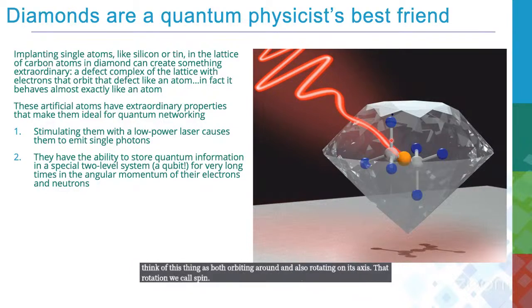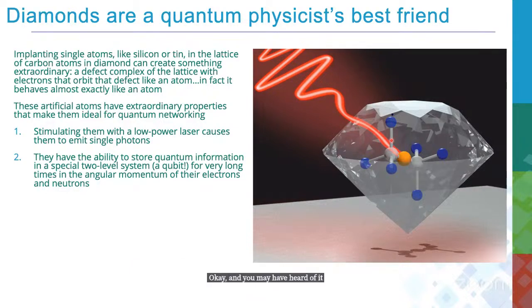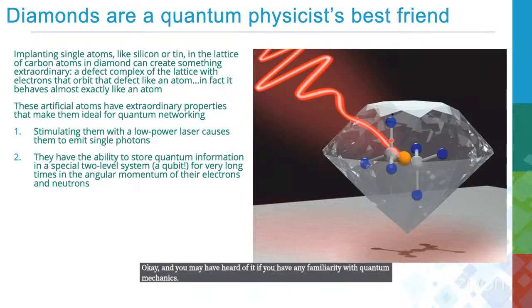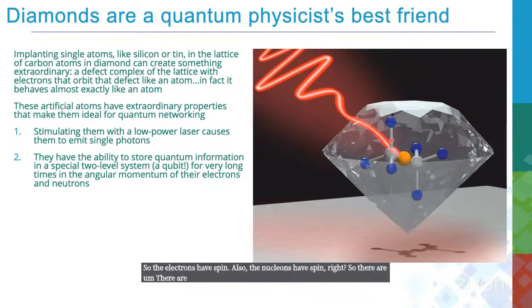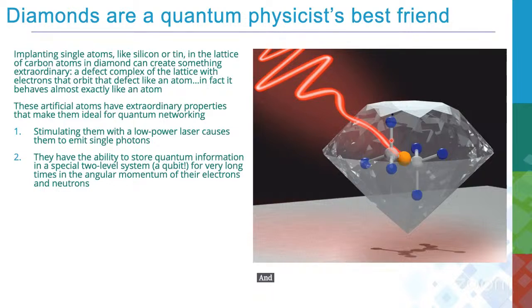Okay, and you may have heard of it if you have any familiarity with quantum mechanics. But the electrons have spin. Also the nucleons have spin, right? So there are protons and neutrons in the nucleus of this tin or silicon atom, and they are all as well rotating on their axes essentially, and there's a net addition of angular momentum, right?